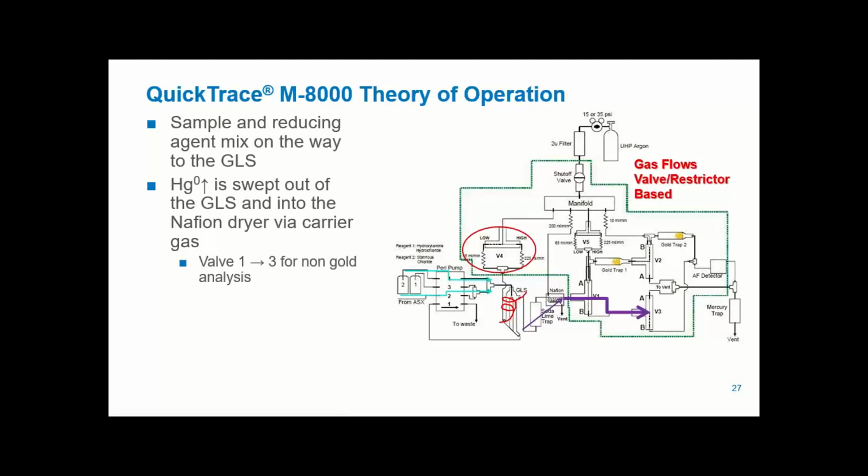The dry mercury vapor flows into valve 1. In non-gold mode, which is continuous flow, the gas will flow from V1 to V3 and then on to the atomic fluorescence detector. In gold trap analysis mode, the gas will flow from V1 to V3 during that ambient air control time I mentioned before, and then it will switch from V1 to V2. So this will load the gold trap with the mercury from the sample, and once it's loaded, the trap is heated, and the concentrated mercury will flow into the atomic fluorescence detector.